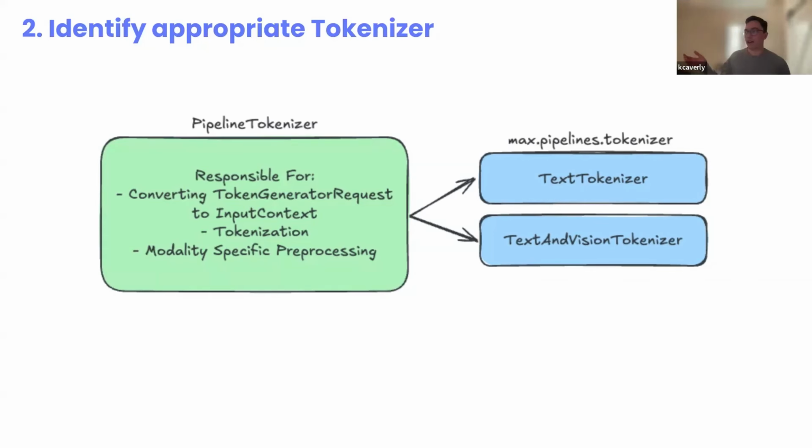And we have to have a different variant of the tokenizer for each modality. This is similar if you're familiar with the Hugging Face concept of a tokenizer versus a preprocessor. Our tokenizer concept encompasses both the tokenization and the preprocessing necessary. And we'll have two: the text tokenizer, which is used by basically everybody, and then the text and vision tokenizer, which is used for Llama Vision and Pixtral.